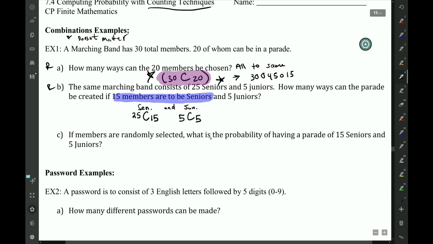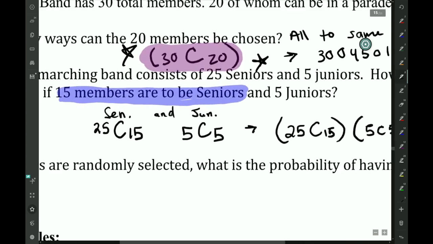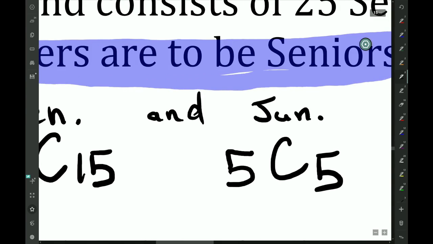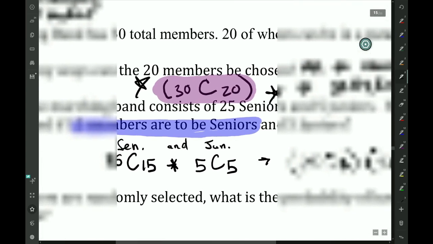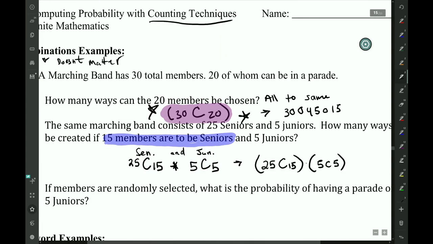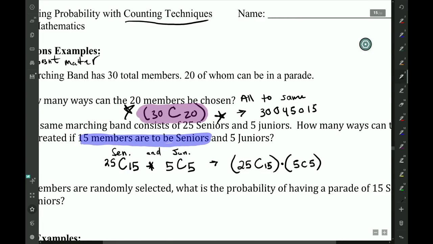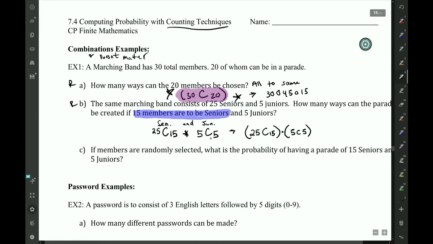This is what I want you to write down: 25 choose 15, 5 choose 5. Also, you see the word and. What does and mean to do? Don't say add, because it's multiply. And means to multiply, so make sure you're multiplying. Again, have that number or that process written down.